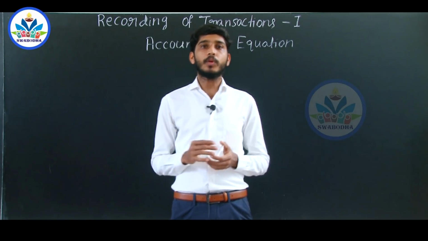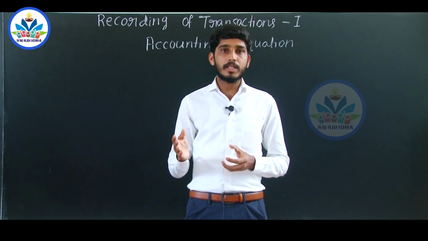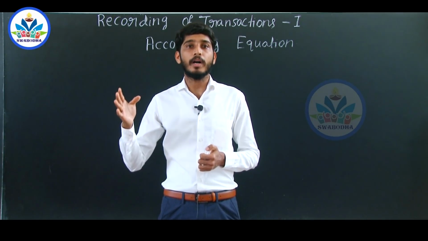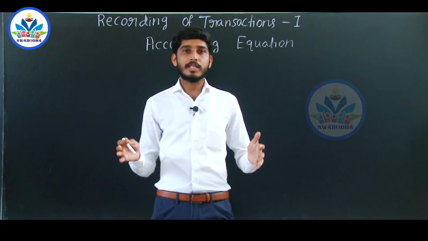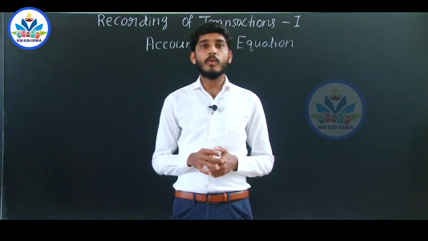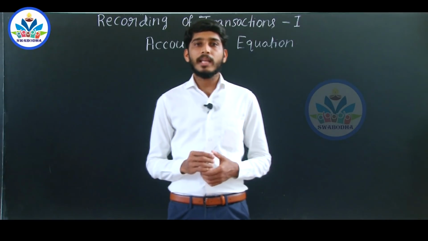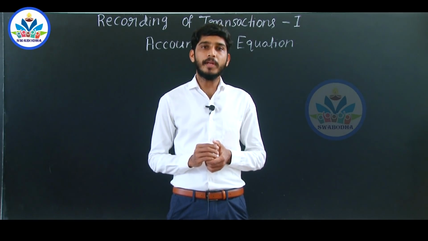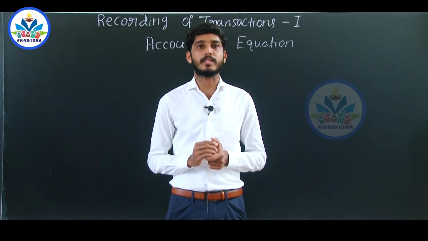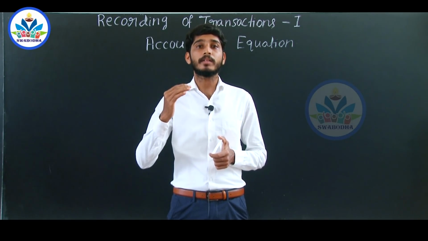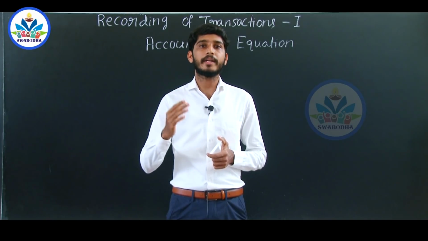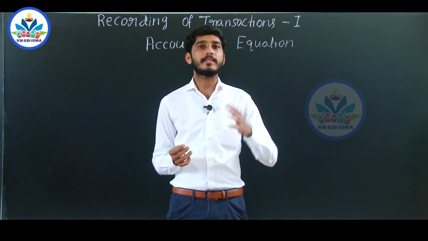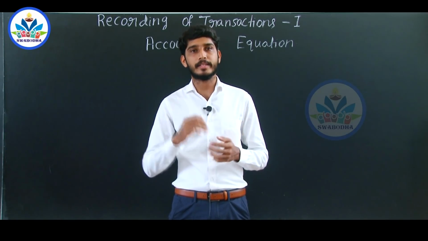Now, accounting equation establishes the relationship between the components of a balance sheet. Balance sheet is a financial statement which has to be prepared by every business organization. It is compulsory. Now, what are the things that are recorded in the balance sheet? Balance sheet has two sides. One is the liability side and the other is the asset side.